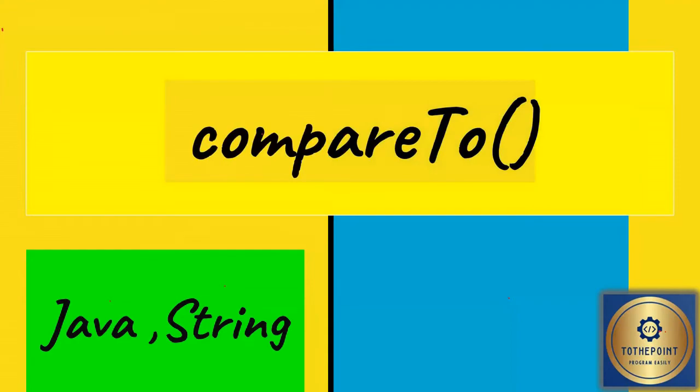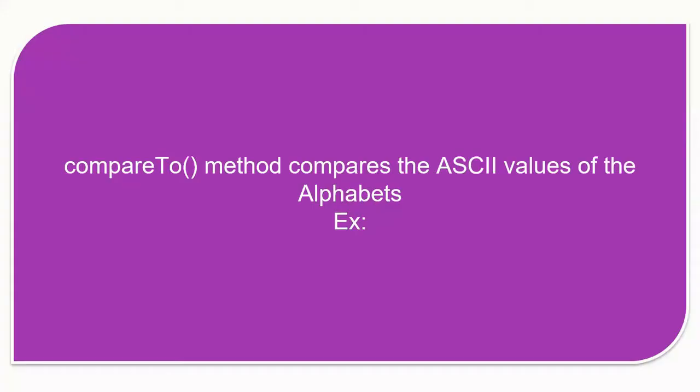Hello friends, today we will be learning about the compareTo method in String. Let's see what its definition is. The compareTo method compares the ASCII values of the characters or alphabets. Let's see what that is.